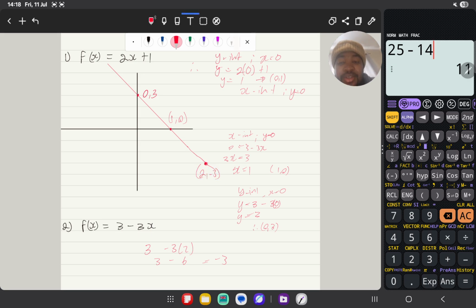So this is how you plot it, and other questions are quite simple. Wait until we do more examples or more questions on linear functions. I'll see you in the next video, fellas.